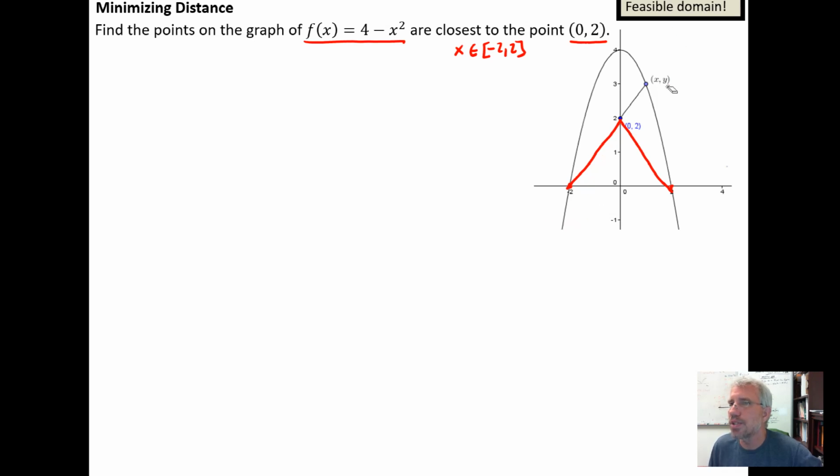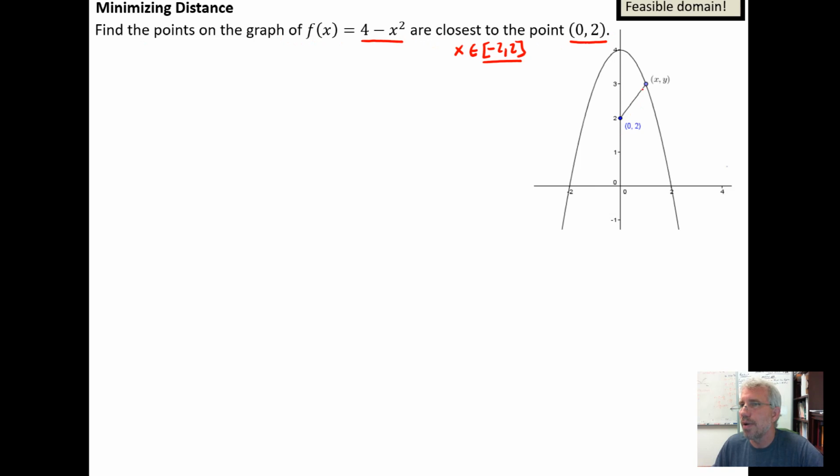So the first thing I would say is we can establish a reasonable, feasible domain: the shortest distance from the point (0, 2) to a point on the graph is going to occur someplace between -2 and 2, including plus or minus 2 as possible inputs. That constructs a closed feasible domain over which my distance formula is going to be continuous. So I'm going to be able to use the extreme value theorem to help me in the solution process for this problem. It says find the points on the graph of 4 minus x squared that are closest to the point (0, 2).